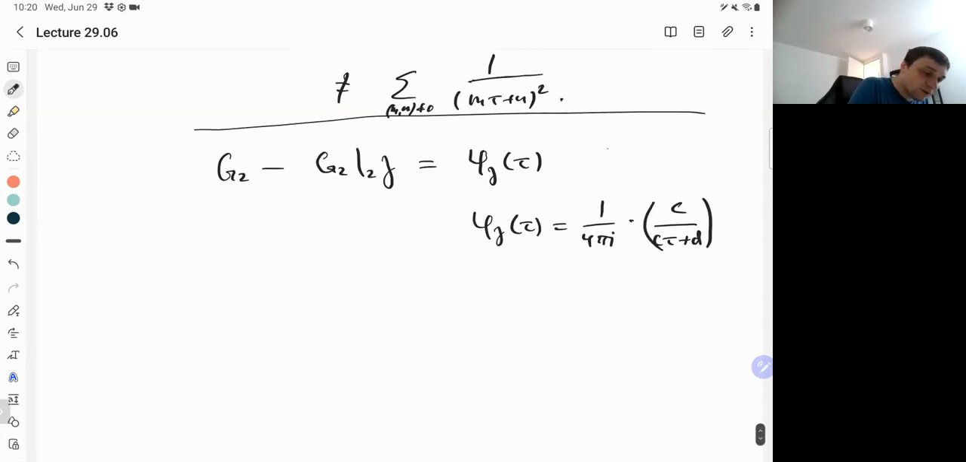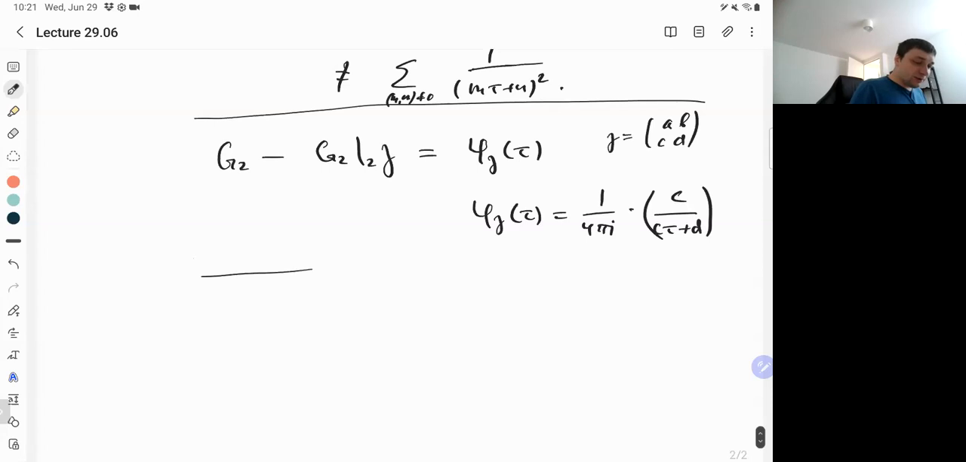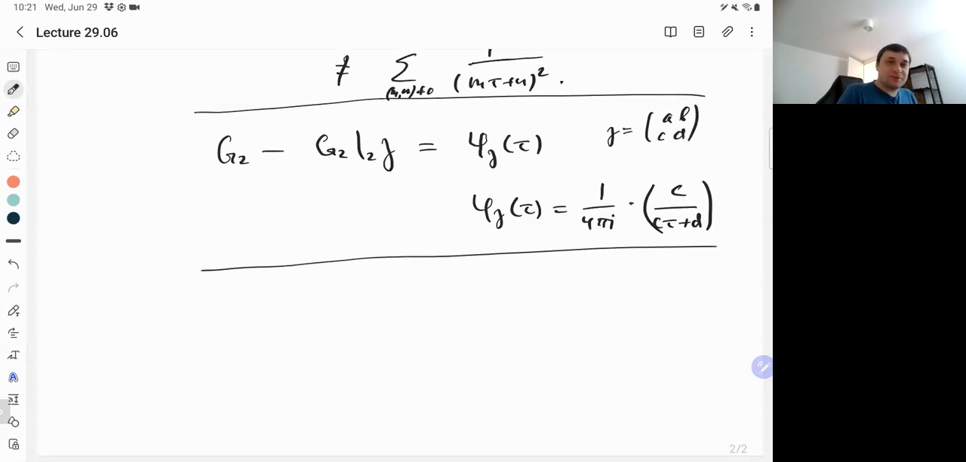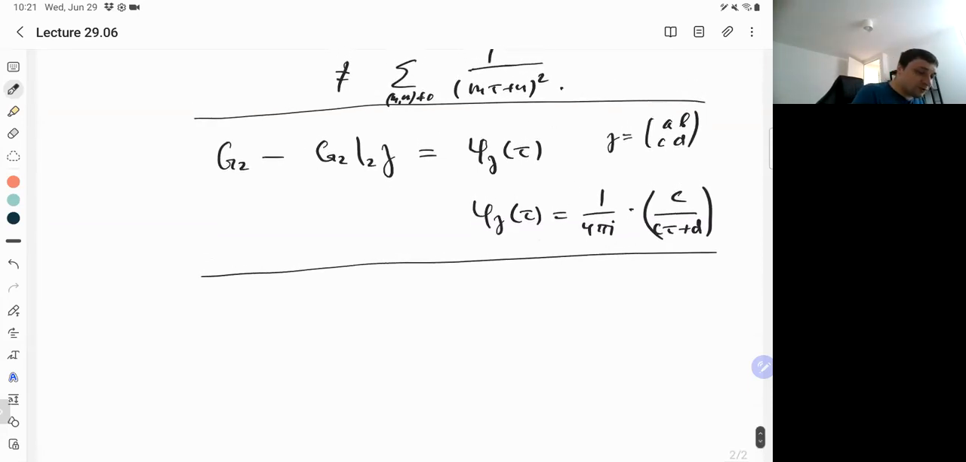So again, gamma is A, B, C, D. And so there are two ways of proving this. Both are somewhat unpleasant, but not very difficult. So the first way of proving this is what is called Hecke's trick.